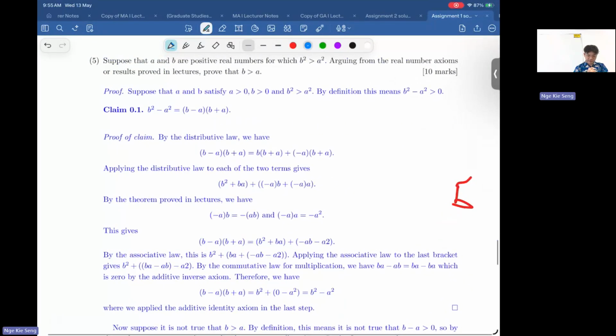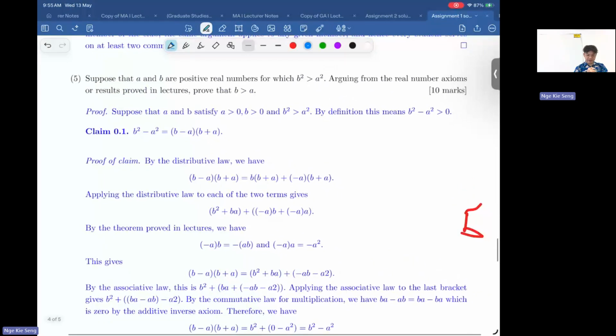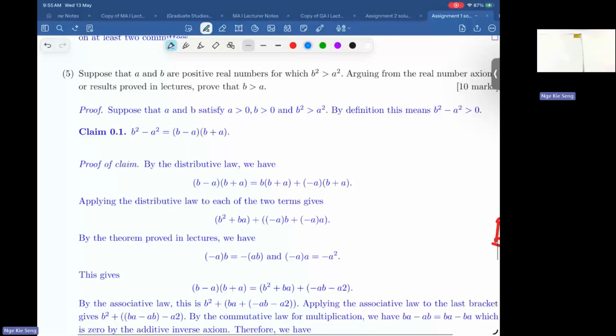Okay. Question 5. Suppose that A and B are positive real numbers such that B squared is greater than A squared. Then prove that B is greater than A. Everyone assumes this, but you need to realize that this course starts from 0, so you really need to prove this one. Basically you just use distributivity or something like that. You need to prove this.